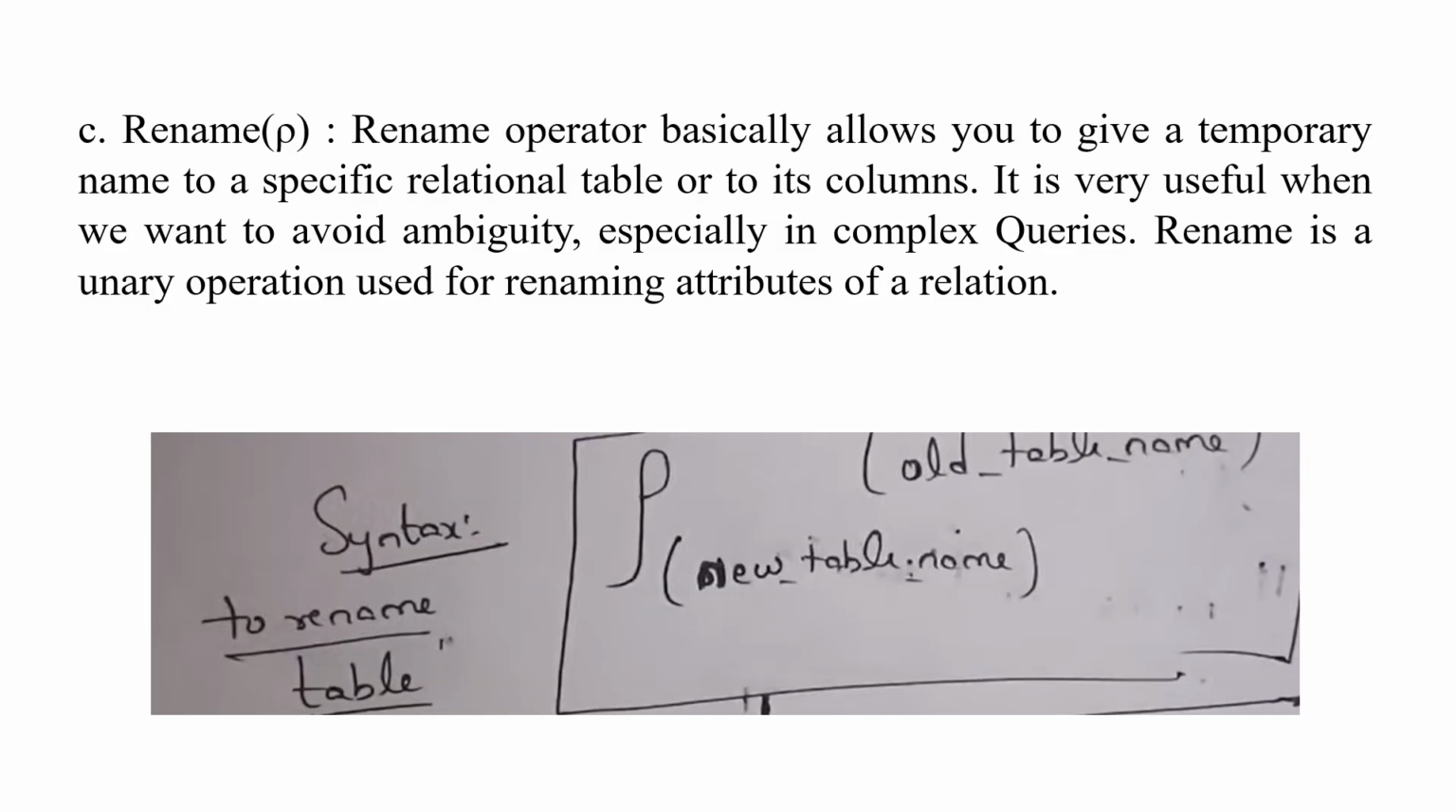Now the third type is the rename operation. Rename operation allows you to give a temporary name to a specific relational table or to its columns. If we want to change the table name temporarily or the column name temporarily, we use the rename operation. Observe the syntax.